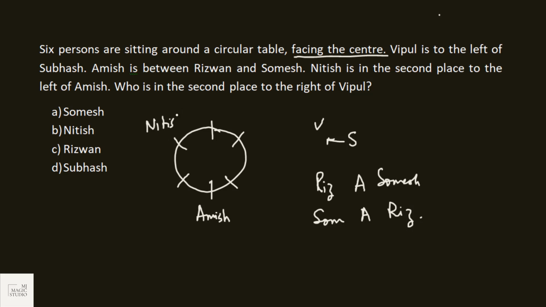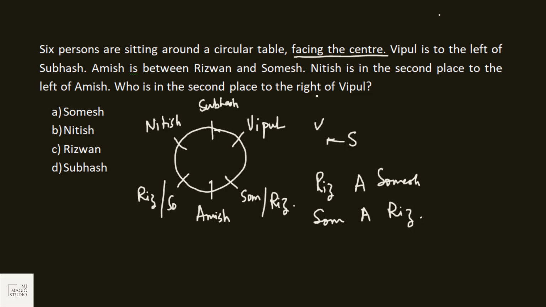Here we have Nitish. Now here we have Rizwan or Somesh or Rizwan. Now Vipul is to the left of Subhash, so these two are the only positions left. If Subhash is here, this is right. That means Subhash is at this position, sitting on the opposite side, my right is Subhash's left. Vipul is to the left of Subhash. So this is the arrangement.